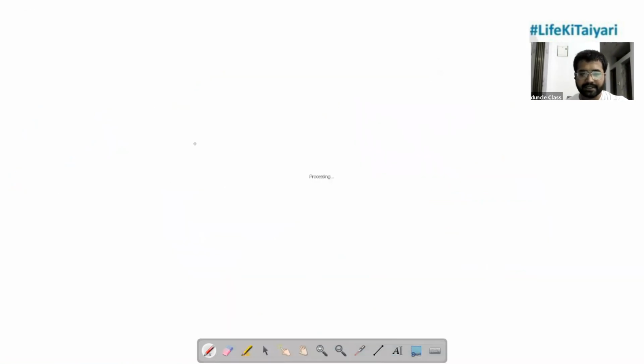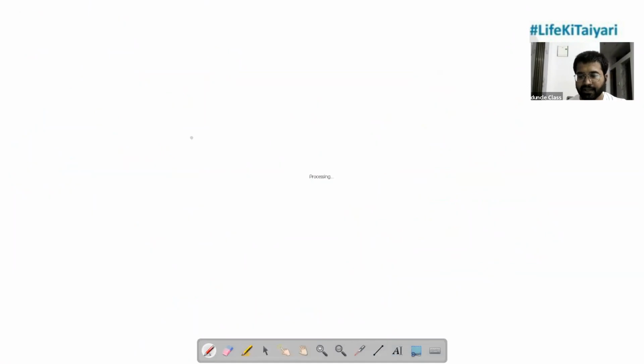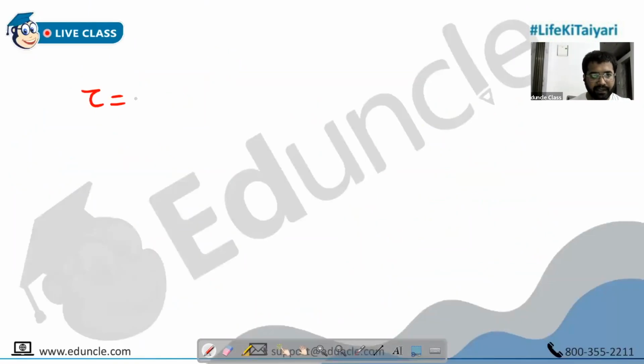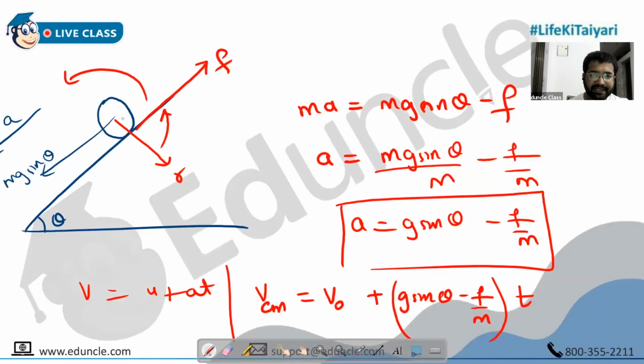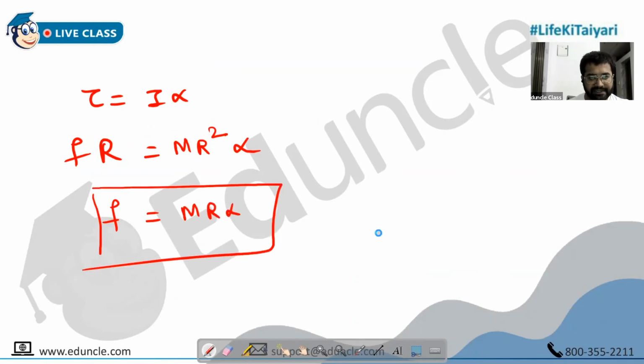Next. Now, similarly, this friction is going to generate torque, but mg sin theta is not going to generate torque. Friction will generate torque. This is R cross F. It is going to generate torque in this direction. So what do we have? We have got tau, which is equal to I alpha. Tau is F into R once again. Perpendicular distance is again R, people. I is mr square this time, into alpha. So we have got F, which is equal to mr alpha.